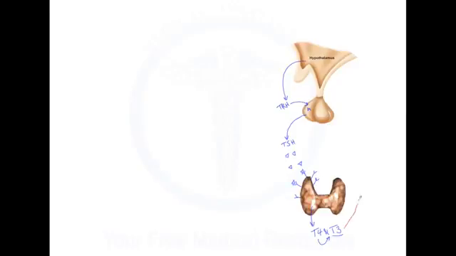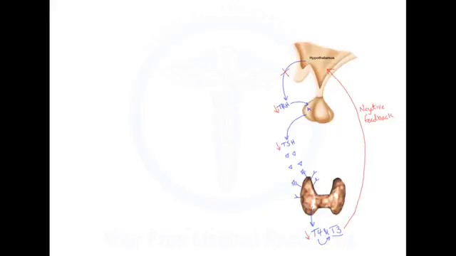Now, once we have enough thyroid hormones, meaning that there is a normal level of thyroid hormones in our body, there will be a negative feedback on the hypothalamus. This will lead to inhibition of the release of TRH, which then leads to inhibition of the release of TSH, and therefore decreased production of thyroid hormones.